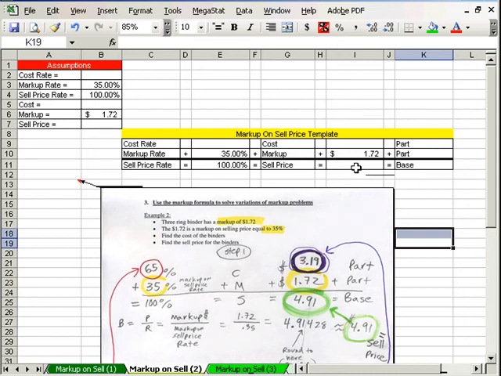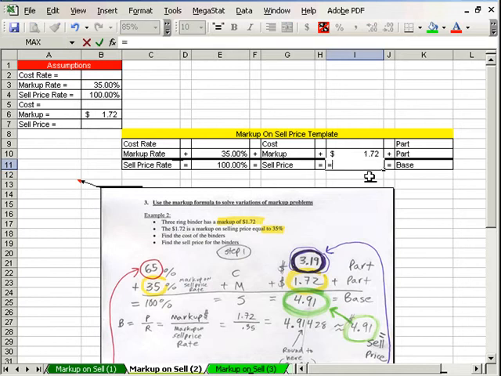All right, let's go ahead and solve. We have a related rate here and an amount. There's a part and a related rate for that part, so we can solve for the base. Here's the base. So equals ROUND, open parentheses, 1.72 divided by 35%, comma 2, close parentheses. Enter. 4.91. We can easily solve for cost here now, equals the 4.91 minus the 1.72. Over here, we can go ahead and solve for our cost rate, equals the 100% minus the 35%.